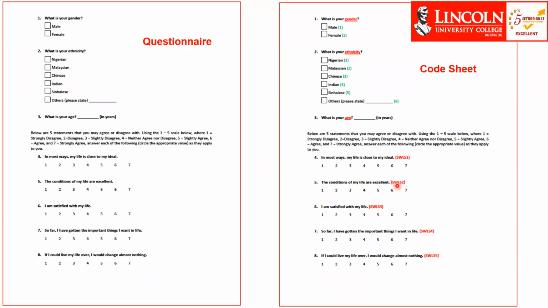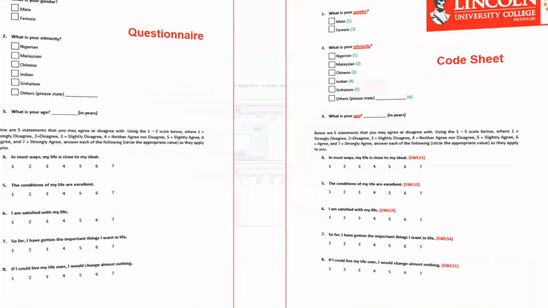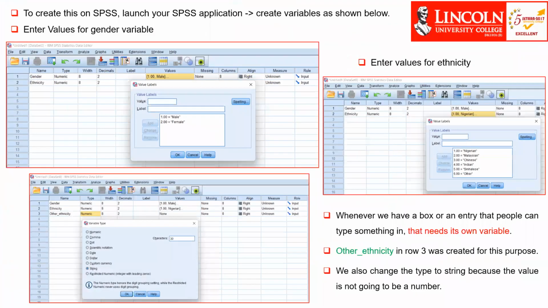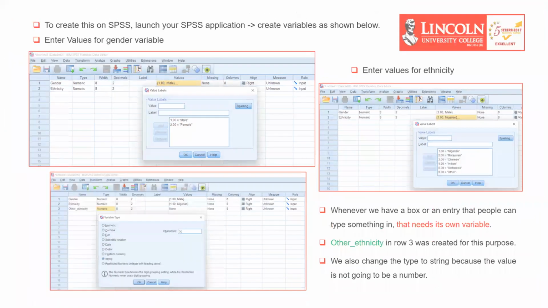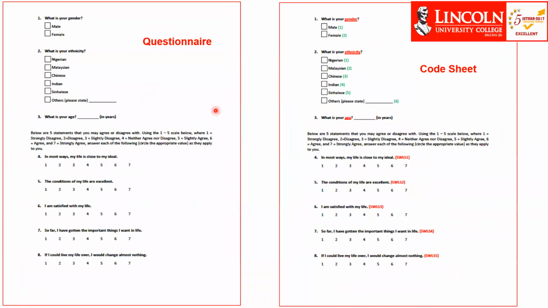After you have identified the variables, you have defined your code sheet. Based on that code sheet, you're going to follow it in order to create those variables in your SPSS interface. So to do this, you go to your SPSS. Of course you create gender. When you create gender, you enter values, 1 for male, 2 for female, based on what you have defined here.